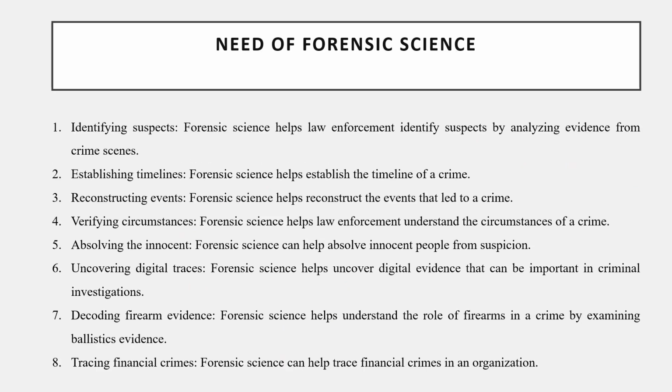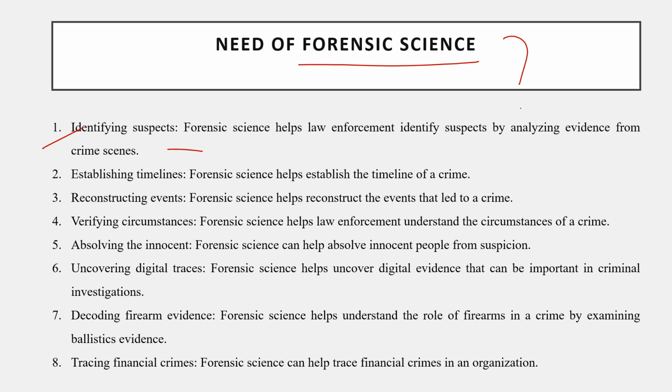Next, we have need of forensic science. Why do we need forensic science? So, first we have identifying suspects. Forensic science helps law enforcement to identify suspects by analyzing evidence from crime scenes. For example, if a fingerprint is found at a crime scene, it can be matched to a suspect. Example, in a certain case, a fingerprint left on a glass led to the identification and arrest of the suspect. So that's why we need forensic science.